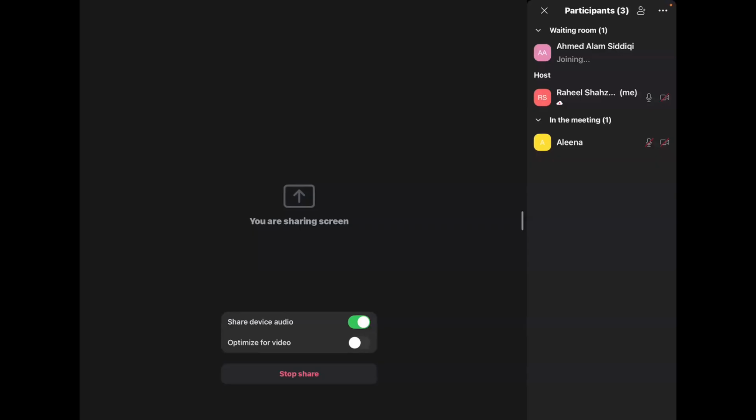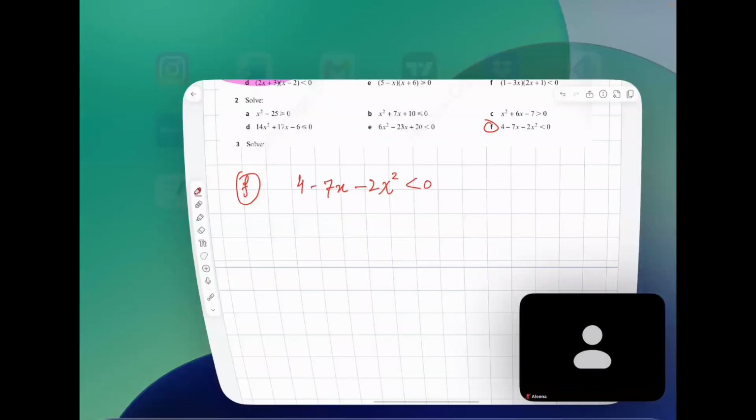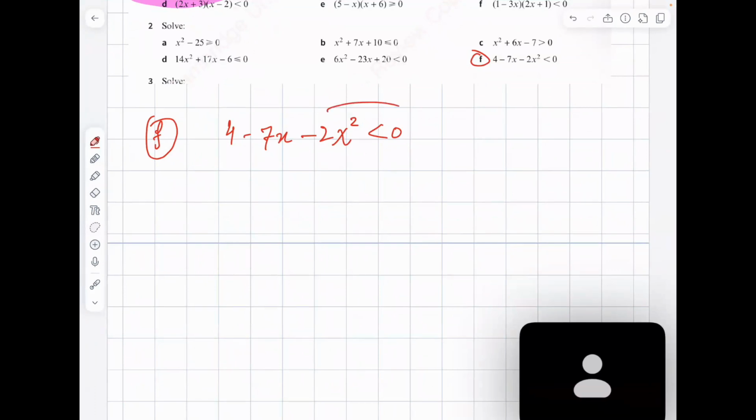Okay. So less than 0. What we are going to do is take everything to the other side, that makes it 2x square plus 7x minus 4. So that makes it 2x square plus 7x minus 4 greater than 0.